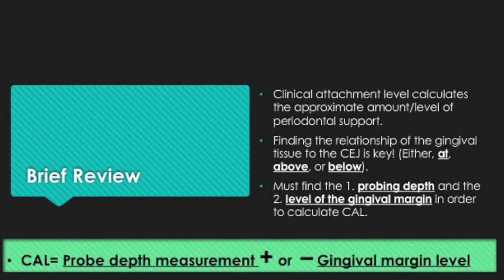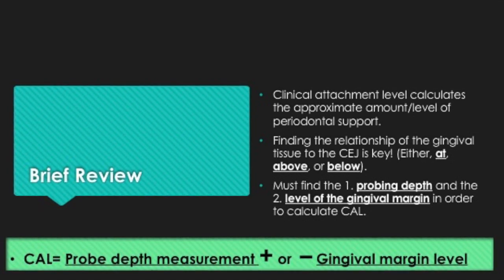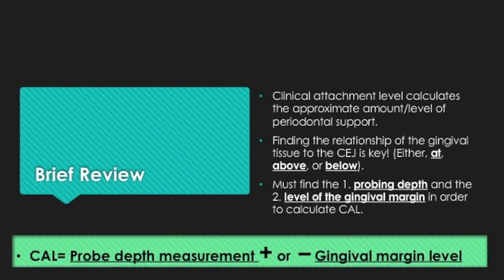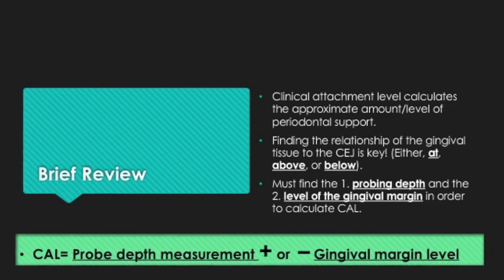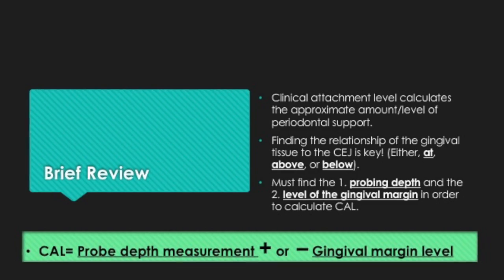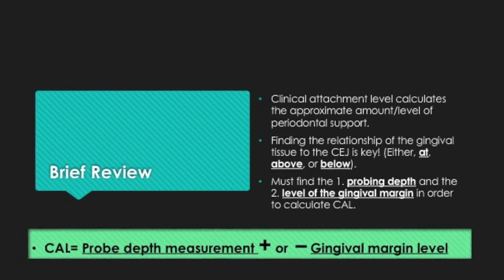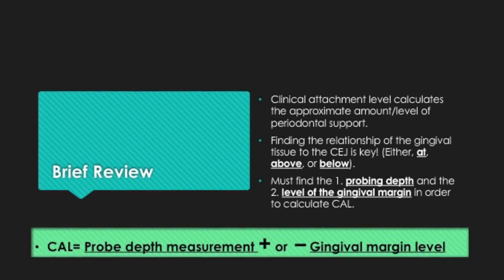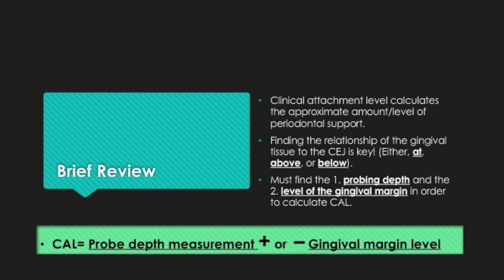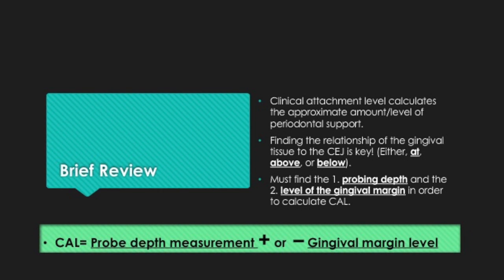So let's do a brief review. Clinical attachment level calculates the approximate amount or level of periodontal support. Finding the relationship of the gingival tissue to the CEJ is key. Remember, it can either be at, above, or below the CEJ. Hygienists must find the probing depth and the level of the gingival margin in order to calculate clinical attachment level properly. And the final calculation to go over is that CAL equals probe depth measurement plus or minus gingival margin level.